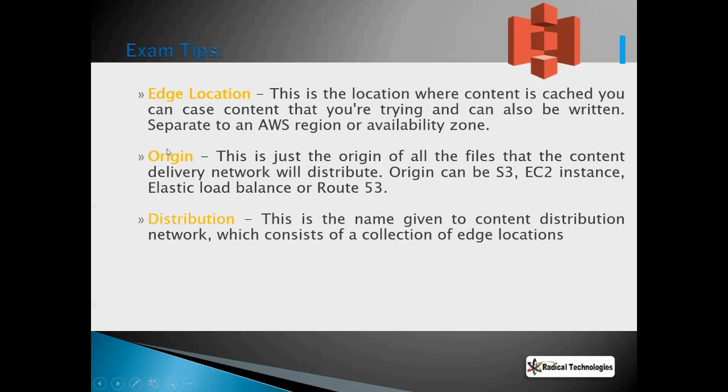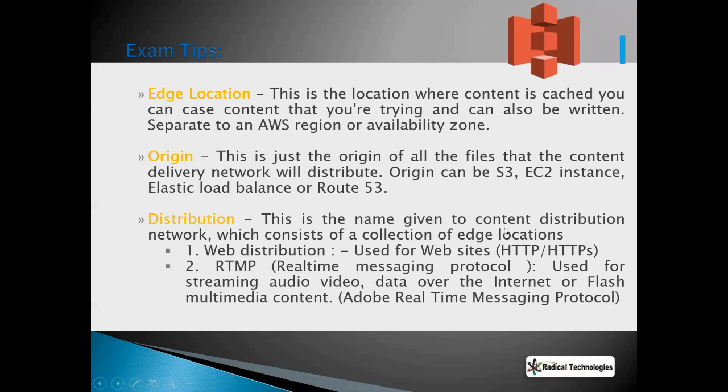So what is an edge location? Exam tip again: edge location, origin, distribution. Edge location is the location where the content is cached for you. Origin is the original files from where your website is going to be hosted, where the content delivery network will distribute your data from. And distribution is basically a collection of edge locations, and there are two types: web, which is the content of the pages of the website, and RTMP, the Real-Time Messaging Protocol. So basically these are multimedia streaming, audio, video, or data over the internet.